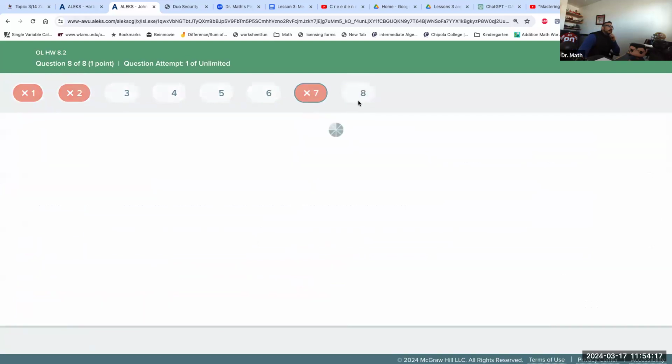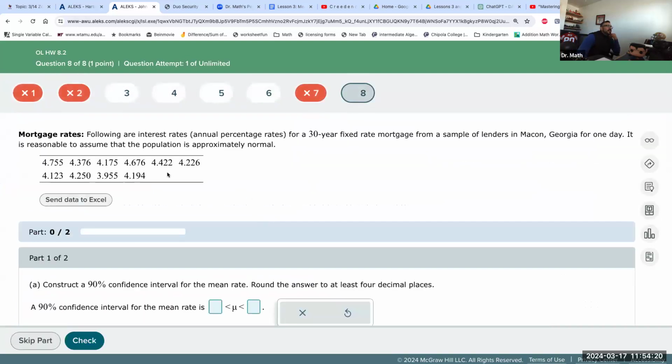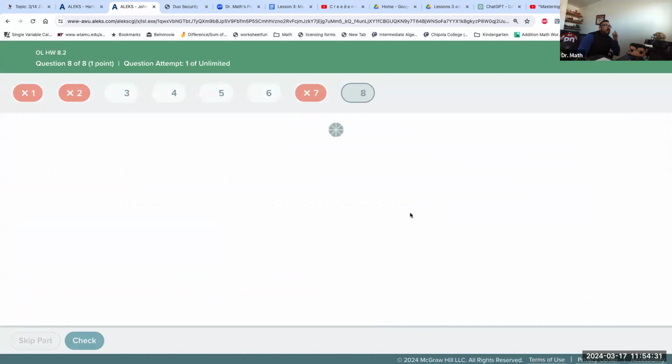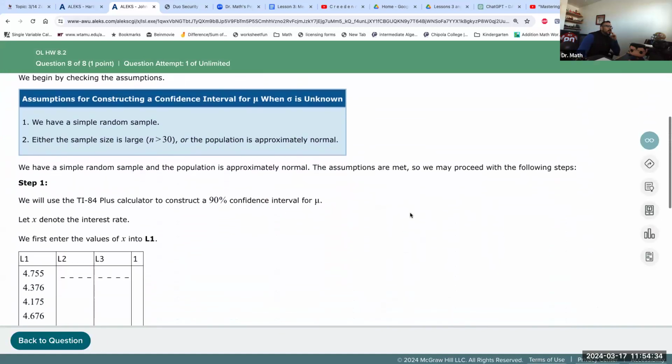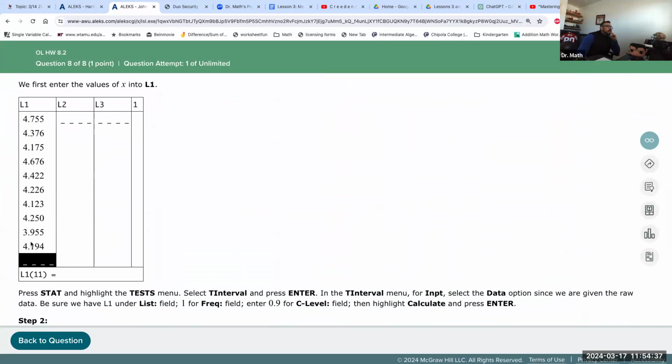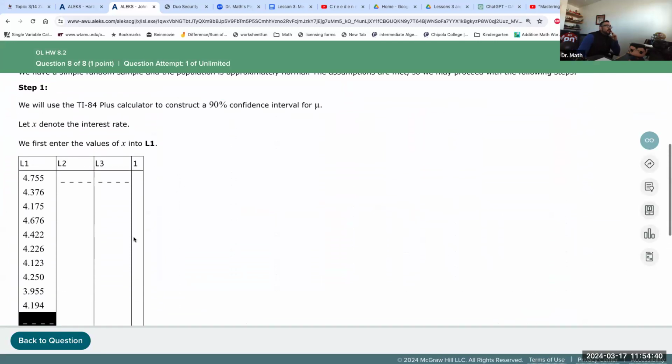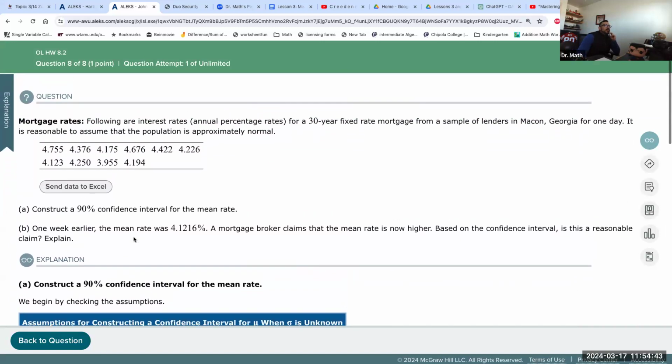Let's take a look at one more. In this one you're going to do the same exact thing, but you want to make sure you enter all of these data points into one of your lists, maybe list 1 in your calculator, just like we did here. But this time when you use tInterval, notice why we are using tInterval: because nowhere here do they provide you with a population standard deviation. It's not given. So you have to use the sample standard deviation, which is going to come from here.